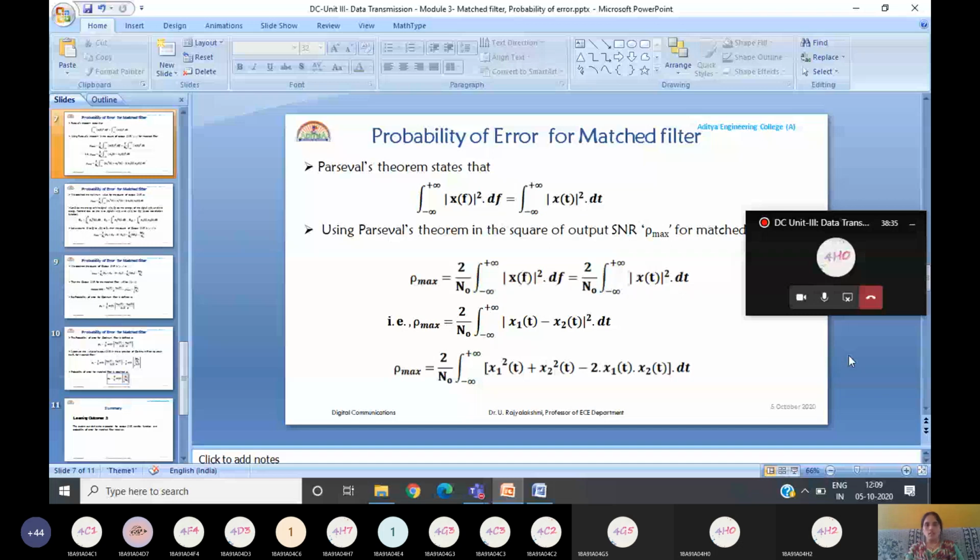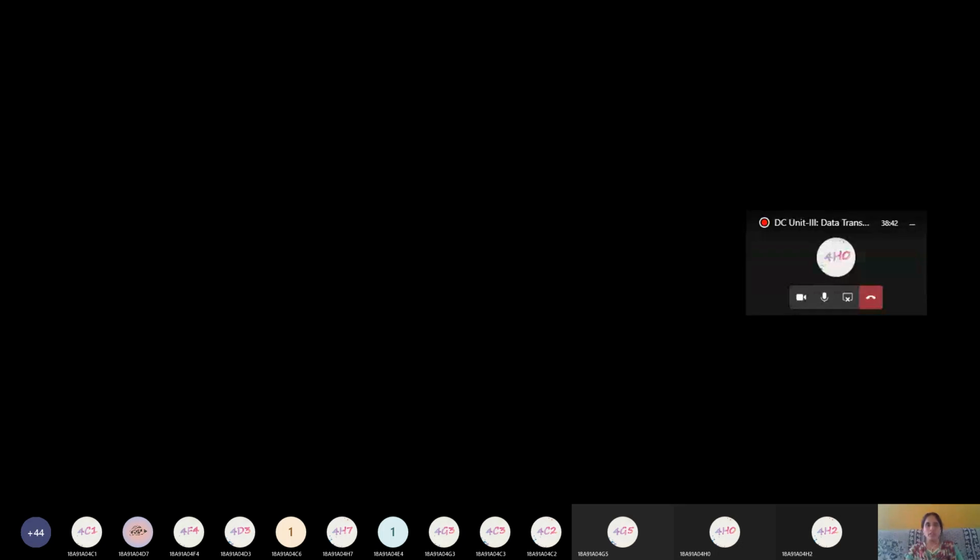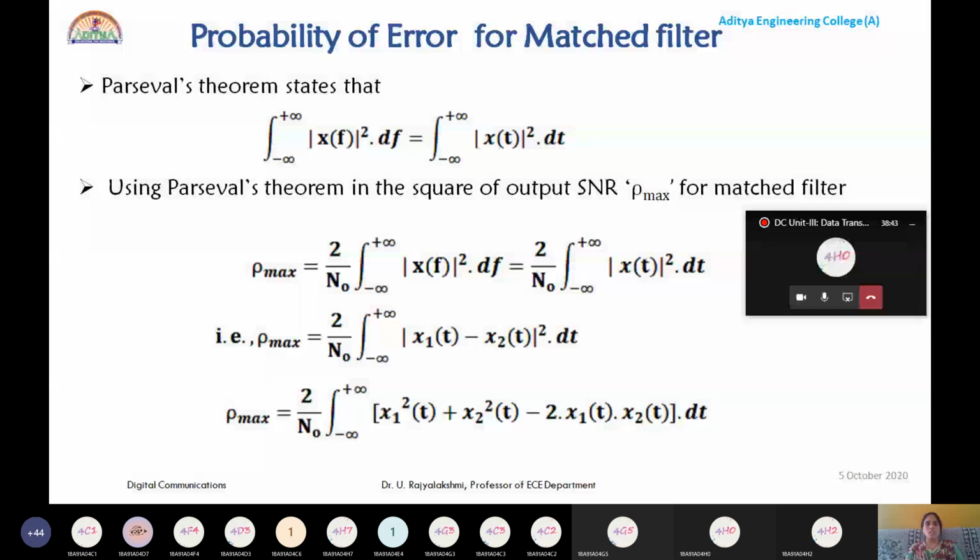Now let us go to the slide. Okay, this is in the form of x1 of t minus x2 of t square. This is a minus b whole square form. So x1 square of t plus x2 square of t minus 2 x1 of t into x2 of t dt. Okay, so this is our square of output SNR. Please always remember, this rho max is the square of output SNR.